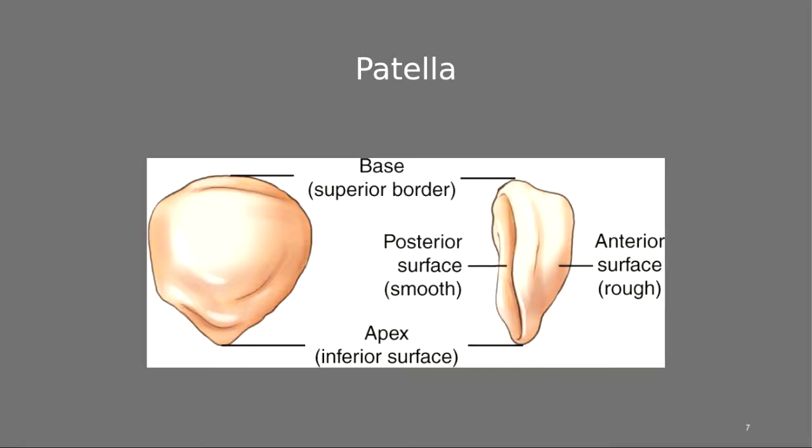When we actually look at the patella, it's interesting because normally when we think apex, we think like in the lung where the apex is at the top, but actually the apex of the patella is the bottom portion of the patella, the pointed portion of the patella. And then the top portion is actually the base. So at the top, you've got the base, the superior border, and in the inferior surface, you've got the apex. And then if you look at it laterally, the posterior surface is very smooth. The anterior surface is very rough on the patella.